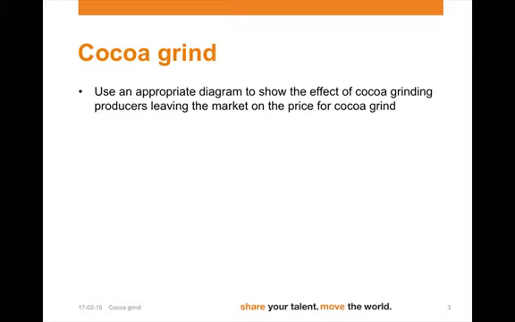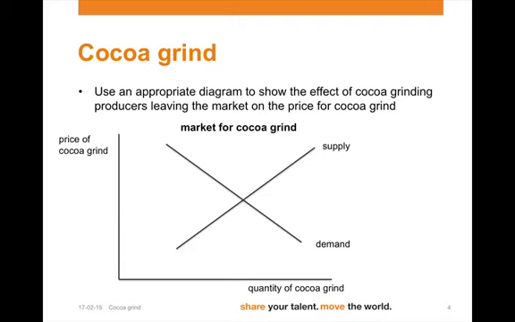So let us use an appropriate diagram to show the effect of cocoa grinding producers leaving the market and what that means for the price for cocoa grind. We start with an appropriate diagram: price vertically, quantity horizontally, and the supply and demand curve. We also need a title: Market for cocoa grind. The fact that producers are leaving the market leads to a shift of the supply curve to the left.